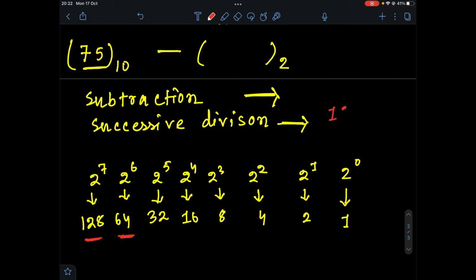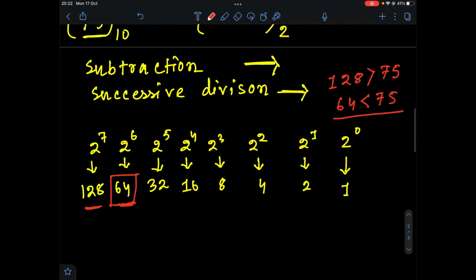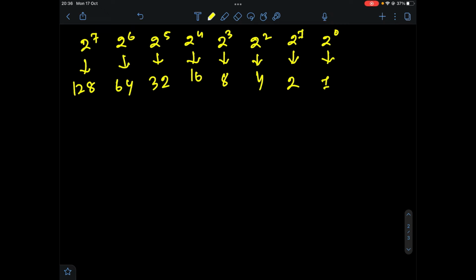So basically 120 is greater than 75 and 64 is lesser than 75. So basically this will be enough for converting this 75 to a decimal number. We don't need this 128 because it is higher and there is no meaning of taking it. So now I'll remove this 128 because we don't need it.